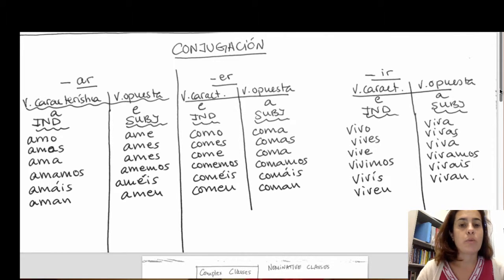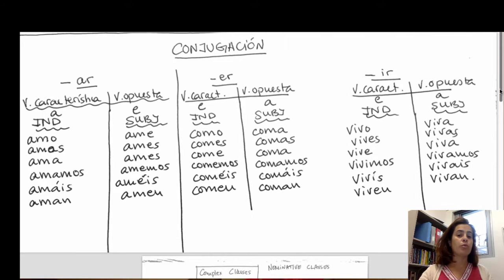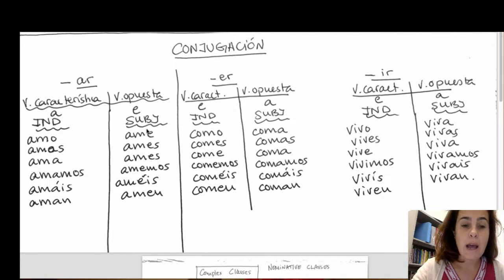And each type has what we call the characteristic vowel and the opposite vowel. In the case of AR verbs, the characteristic is the A and the opposite is the E. ER and IR they have the E as characteristic, but the opposite is the A. In the AR verbs, the characteristic vowel, the A, will rule the conjugation in indicative. Amo, amas, ama, amamos, amáis, aman. And the opposite vowel, the E, will rule the conjugation of subjunctive. Yo ame, ames, ames, that shouldn't be an S. That should be ame, amemos, améis, amen.